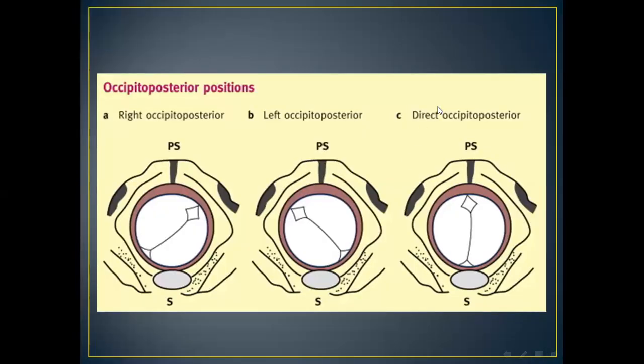Another definition is called position. Position is the relation of the denominator to the maternal vertebral column, or towards the maternal pelvis. We look here, the denominator in vertex presentation, as we said, is the occiput. If the occiput is anterior to the mother, this is called occipito anterior, either to the right side, we say right occipito anterior, or to the left side, we say left occipito anterior. This is direct occipito posterior. The most common position is left occipito anterior.